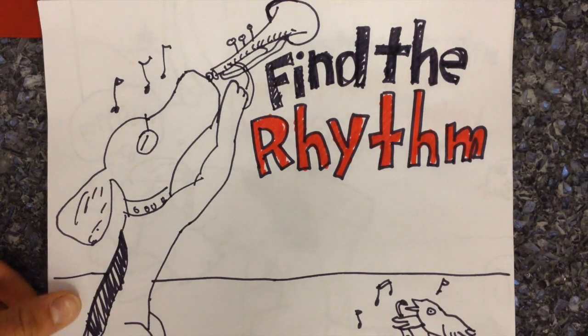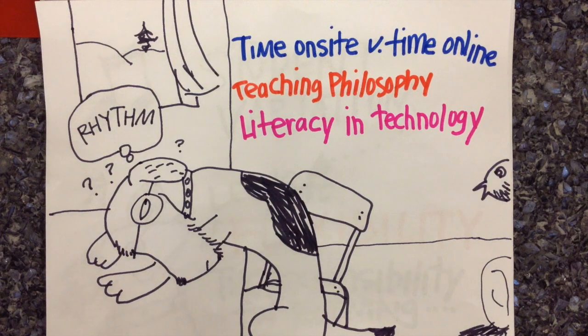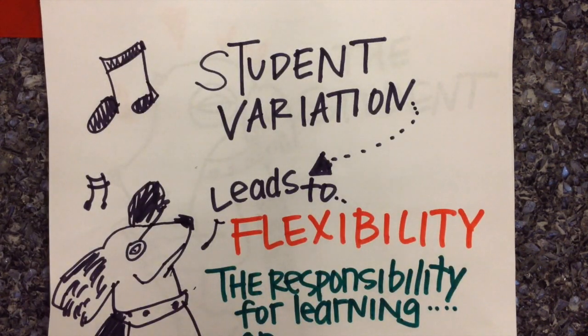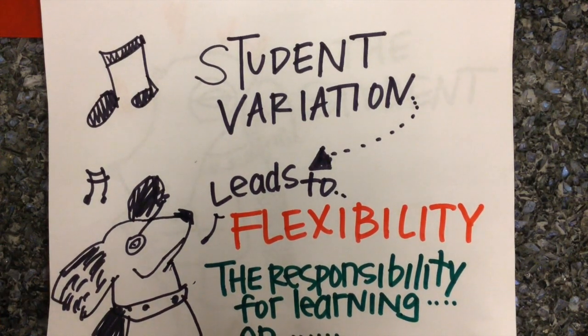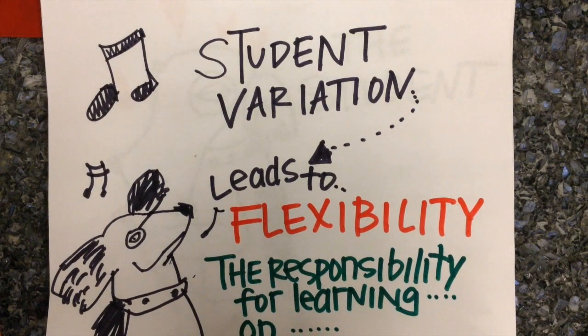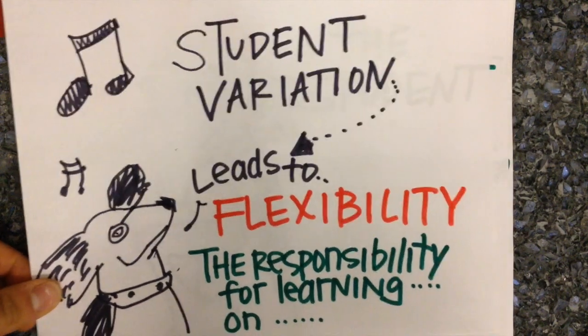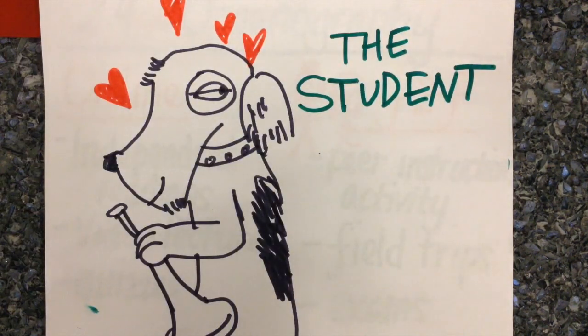Find the rhythm. Consider time on-site versus time online. Teaching philosophy. Literacy in specific technologies. Allow for student variation, giving added flexibility. Blended courses put more responsibility for learning on the student.